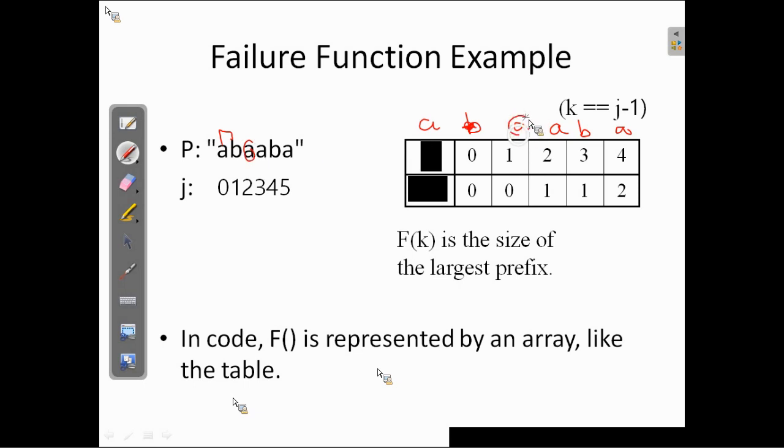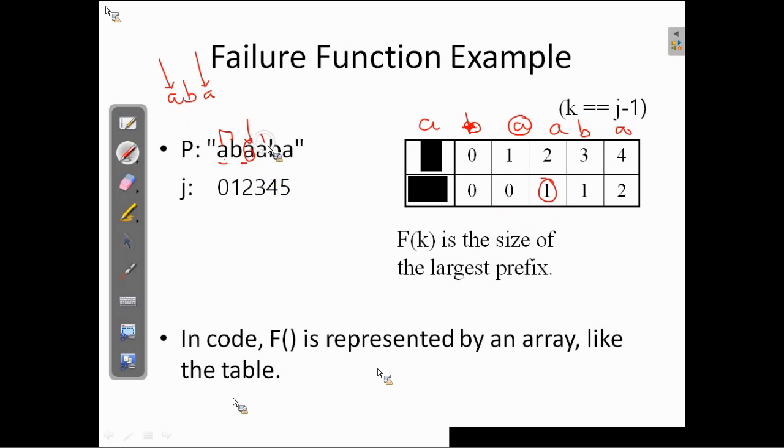Now look at this position. Just see up to this point, including this point. Is there a suffix which is also a prefix? Yes. A is a suffix which is also a prefix. Look at just this. Look at ABA. This is the suffix. It is also the prefix. So what is the length of the longest prefix which is also a suffix? Like this, only 1. So we record 1 here.